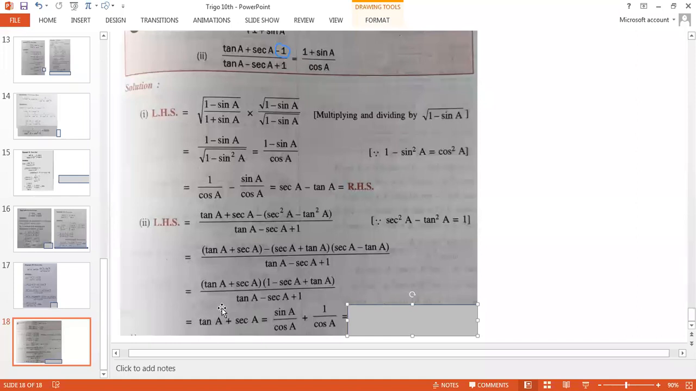So, what we will do, student? We'll have to substitute tan A. What is this tan A? Sin A upon cos A. Sec A is the reciprocal of cos ratio. So, sec A can be written as 1 by cos A. And now, student, it's time to add these two fractions. How to add these two fractions? Simple. Both the denominators are same, cos A. So, we will do 1 plus sin A upon cos A, which is RHS. Hence, proved. I hope you understood this very important sum.